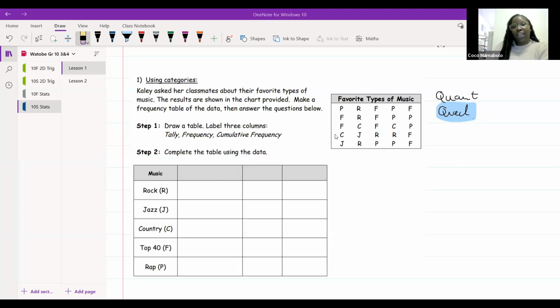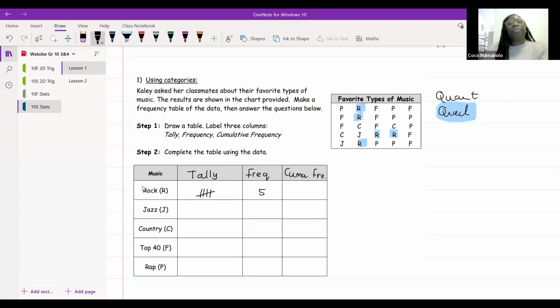All right, so the instruction says, draw a table and label 3 columns. We're going to take the tally, and then we're going to look for the frequency, and the cumulative frequency. Thank you, class monitor Jasmine, I'm seeing you. Let's start with rock. Who can tell me how many of Kaylee's classmates chose rock? Hugo says 5. 1, 2, 3, 4, 5. Correct, there's 5 of them.